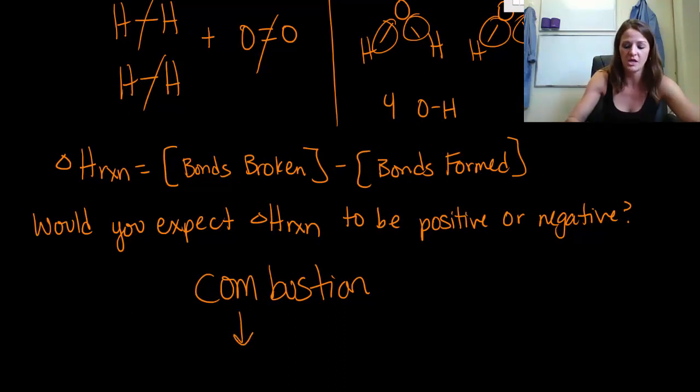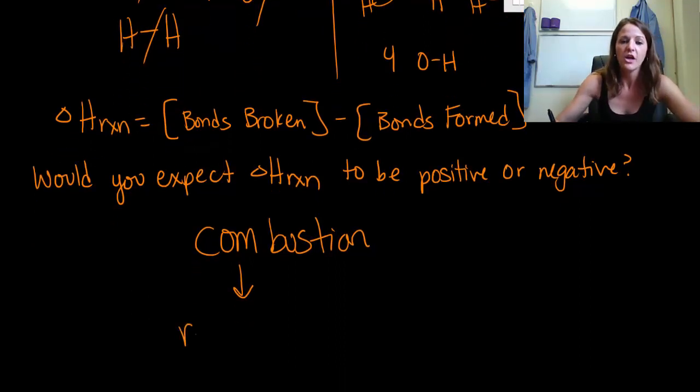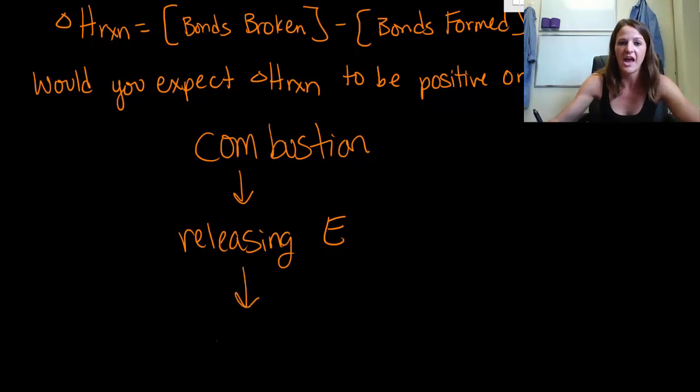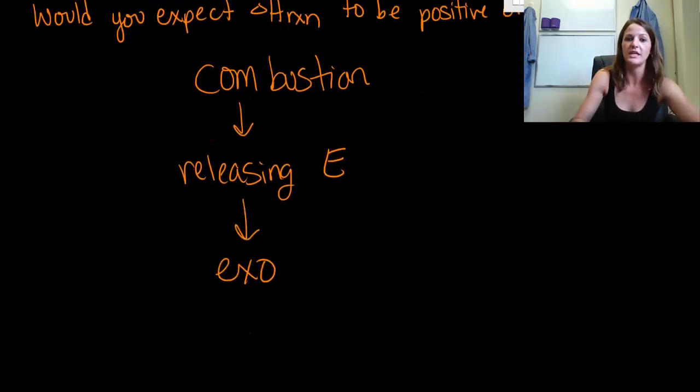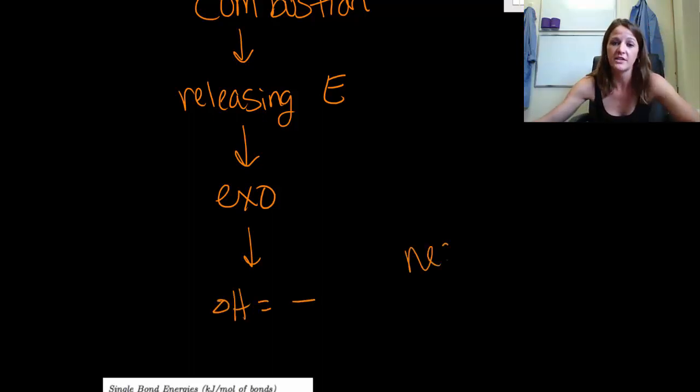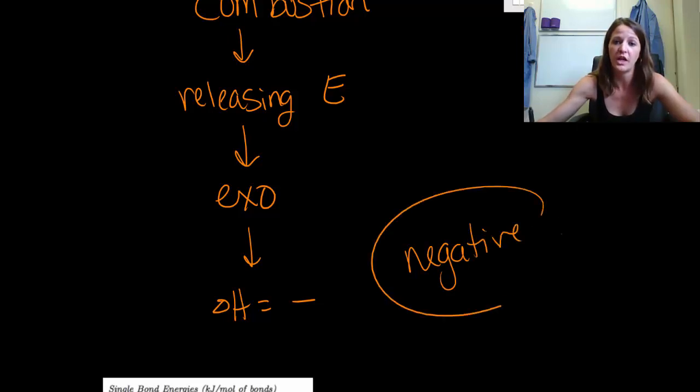So combustion means, let's write this all out just in case you weren't there. Combustion means releasing energy. If you're releasing energy, then that has to be an exothermic transition. That means that your delta H has to be negative. So the correct answer to this question was absolutely negative.